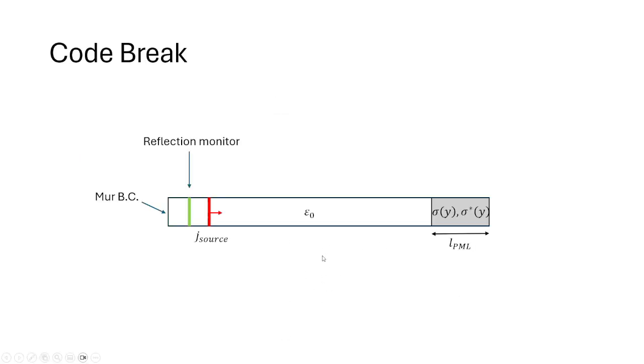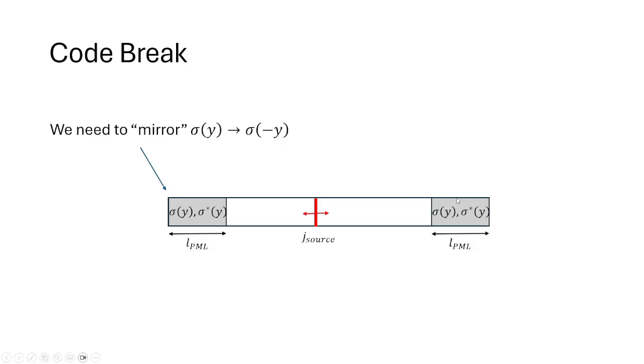All right, so that was a very quick slide break. Now we're going to a code break, and we're going to put in these graded conductivity terms. Again, we're going to see what that looks like with the reflection monitor and see how well this PML will absorb light. After that, we're going to add a PML on the left-hand side, only this time we're going to have to mirror those sigmas. So I'll show you how to do that in Python.